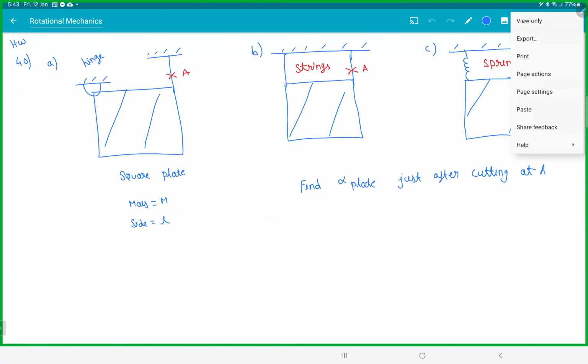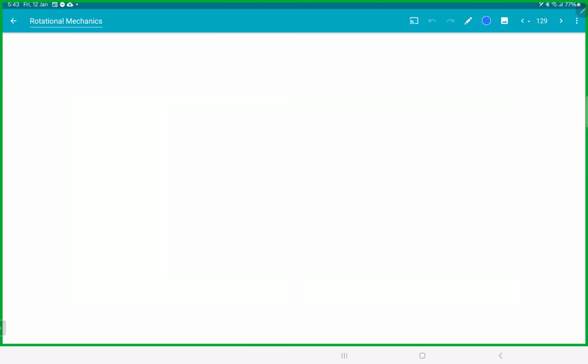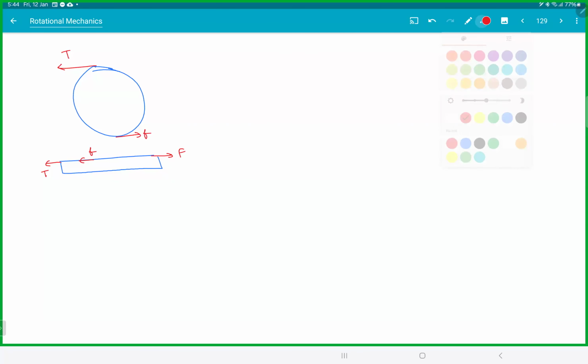Let's see the FBD. How many of you got that right? Tension, friction, capital F, friction, tension. I'm not writing the vertical forces. Okay, N and mg I'm not writing. That's it. Any other forces? There are no other forces.